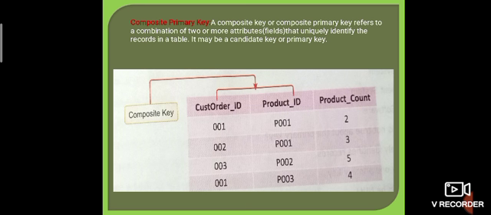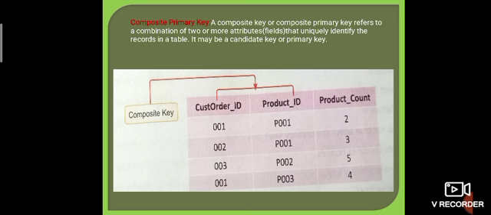Here we can see customer ID and product ID. Customer ID has unique values. Okay, the composite key is customer ID and product ID. We can say a record can be retrieved uniquely by using both the fields. Through both the fields we can retrieve the records uniquely.